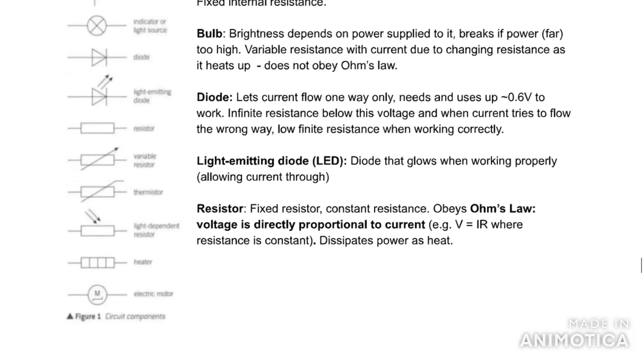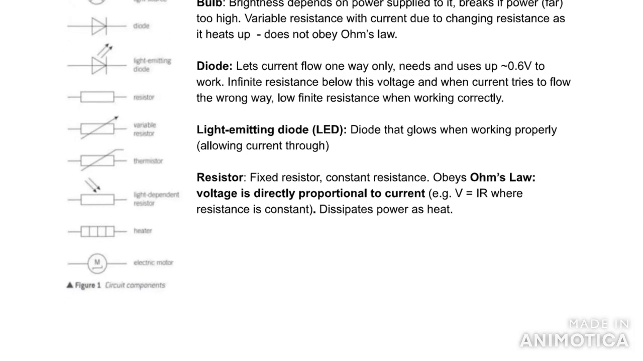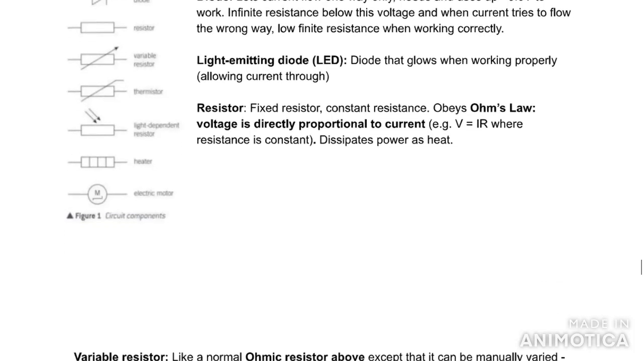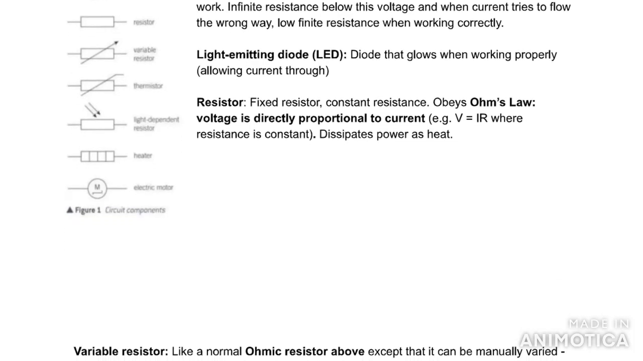Diodes, we'll talk about in detail in a second. Light emitting diode is just a diode that tells you when it's working. Resistor, so a fixed resistor, it's a constant resistance and it obeys Ohm's law. Ohm's law is that voltage is directly proportional to current. You need to remember this. In other words, V equals IR.